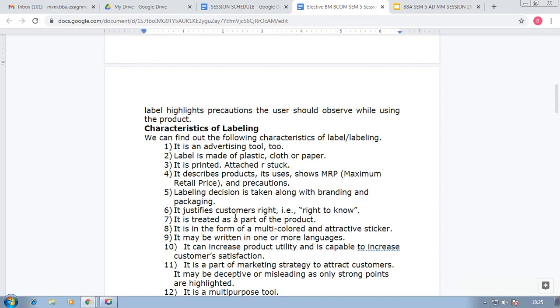So labeling is used as an advertising tool. Labeling is printed material which is stuck or attached to the product. So it is one kind of advertising tool. Automatically, when labeled products are displayed or hung in shops, the label conveys lots of information to the customers and makes them aware of the availability of the products.